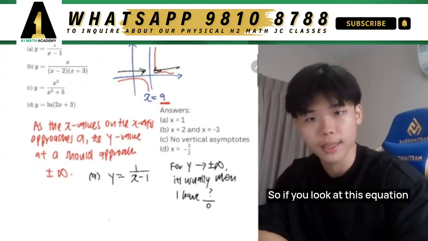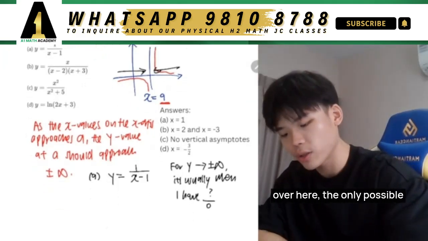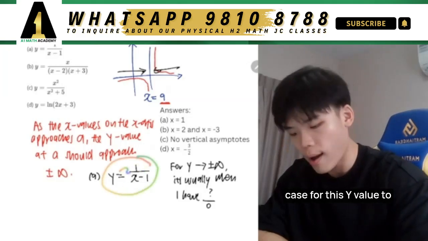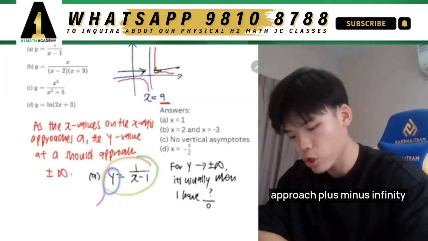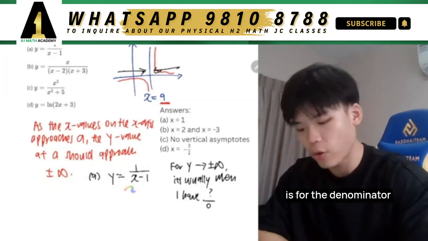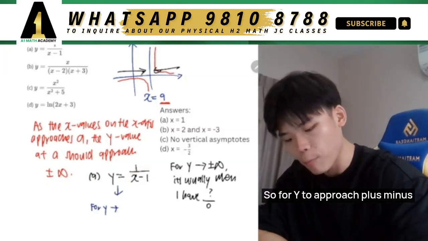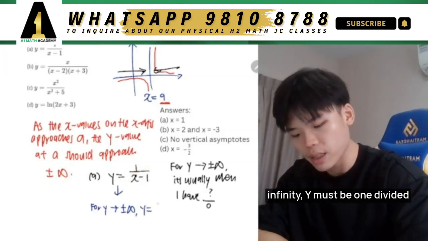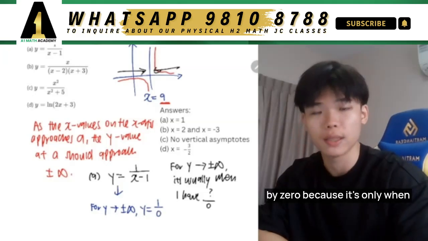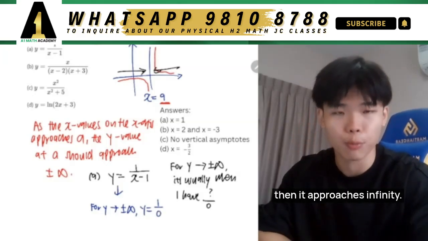So if you look at this equation over here, the only possible case for this y value to approach plus minus infinity is for the denominator over here to be 0. So for y to approach plus minus infinity, y must be 1 divided by 0, because it's only when you divide anything by 0 that it approaches infinity.